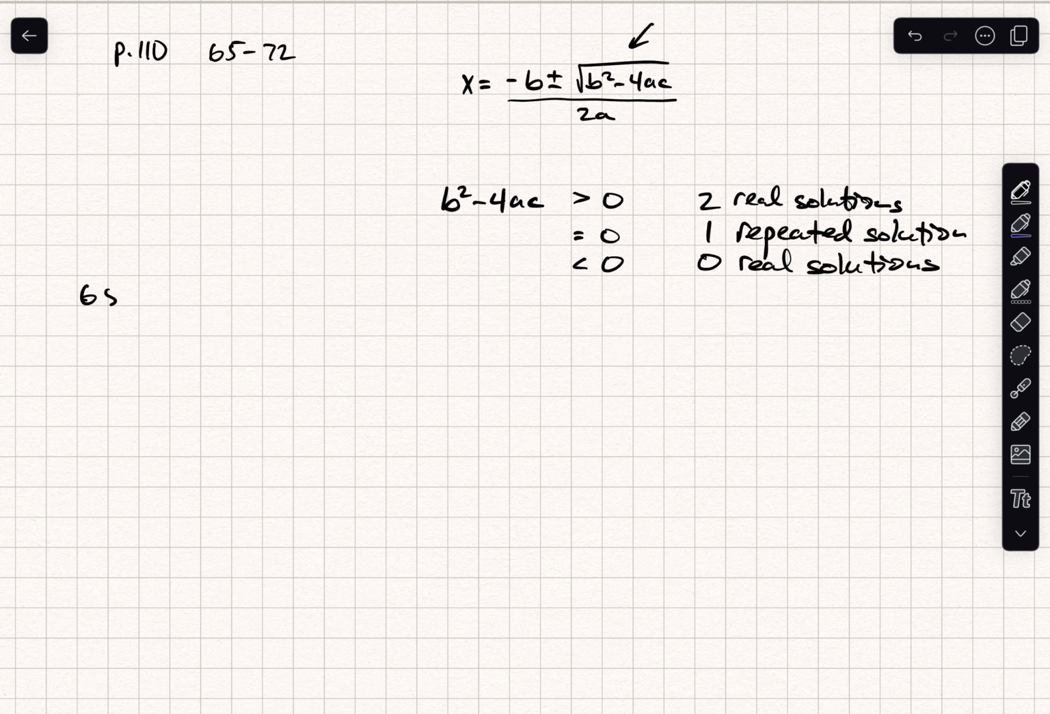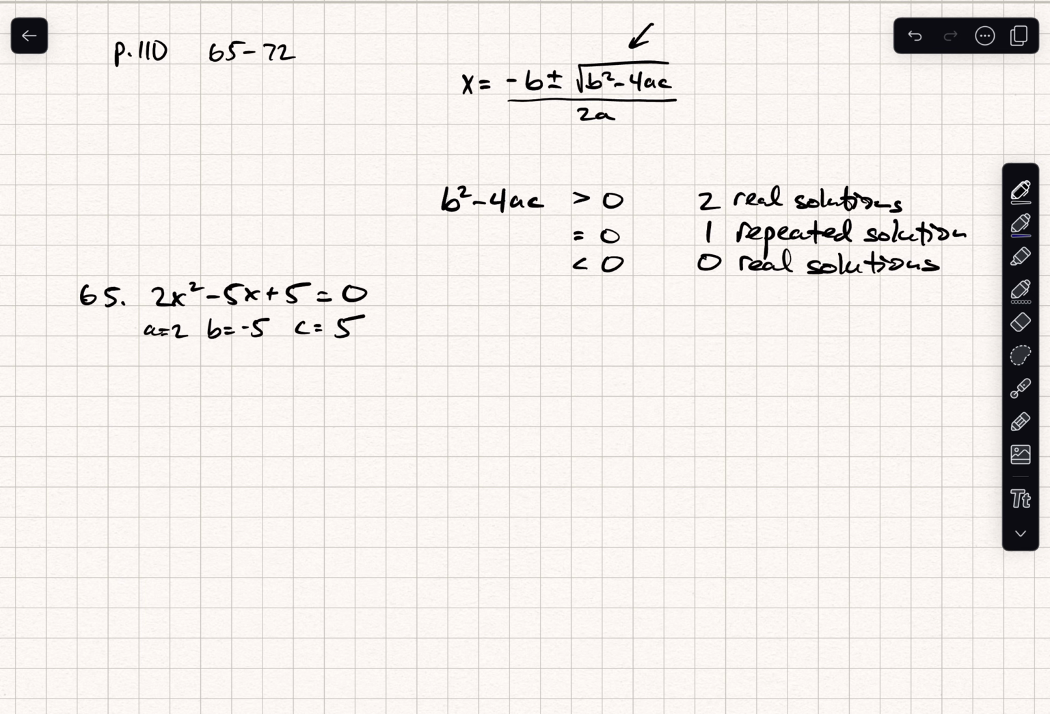So for number 65, you have 2x squared minus 5x plus 5 equals 0. So here a is 2, b is negative 5, and c is 5. So I don't really have to look at the whole quadratic equation. I can just look at the discriminant.